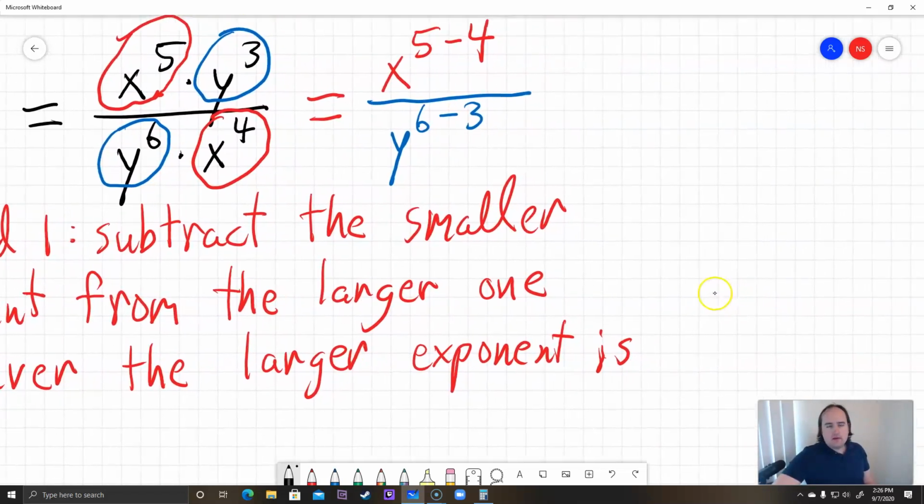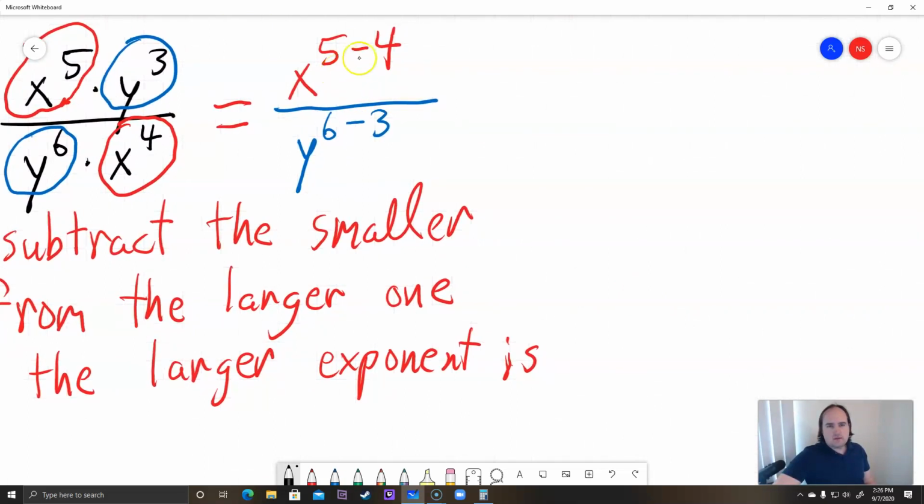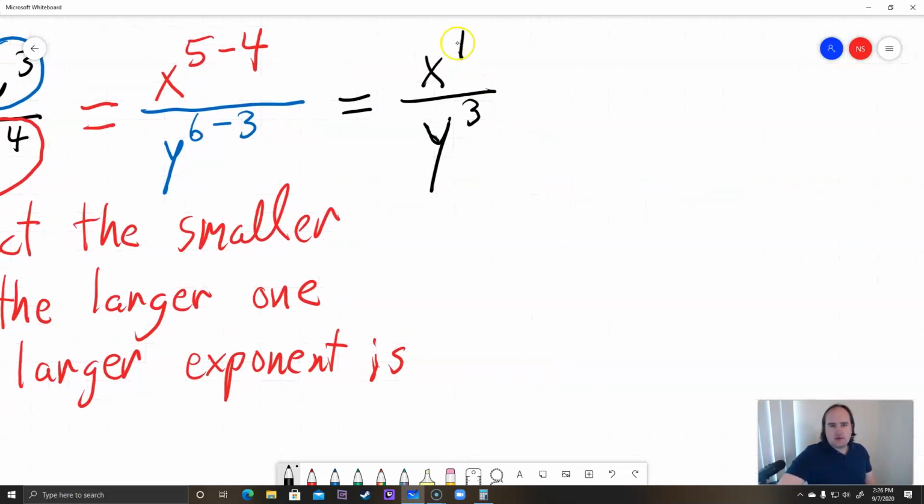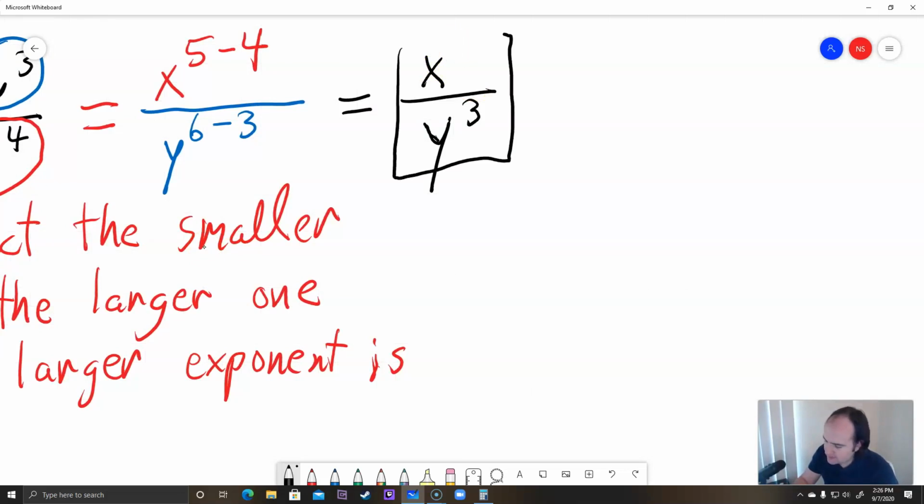Alright. So then, what do we do next? Well, we just subtract. So on the top, 5 minus 4 is 1. So on the top, we have x to the 1. And then on the bottom, 6 minus 3 is 3. So on the bottom, we have y to the 3. Okay? So we have x to the 1 over y cubed. And then remember that any number to the 1 is just that number. Okay, so we don't write it as x to the 1. We actually write it as just x. Okay, so our answer is x over y cubed.